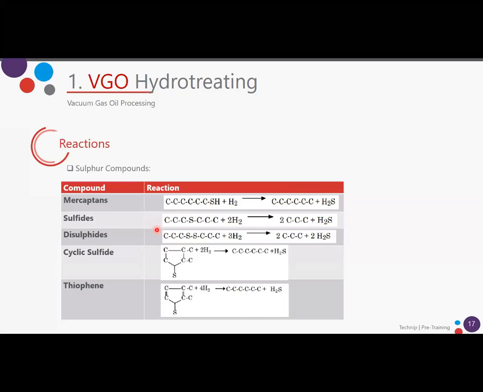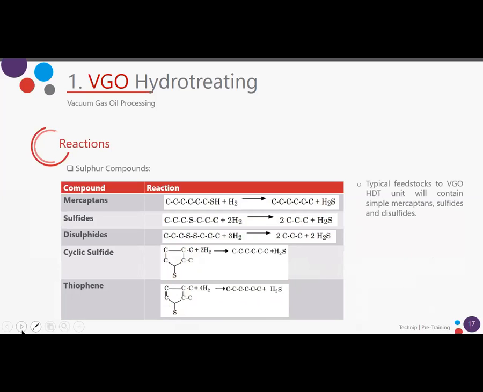If you have a sulfide, that is, you have carbons and 1 sulfur in the middle, in between the carbon chains, and you react with hydrogen, you will have the hydrocarbon without the sulfur plus H2S. The same if you have disulfides, so instead of 1 sulfur, you have 2 sulfurs. You react with hydrogen, you will have this hydrocarbon plus H2S, and this is the same for the cyclic sulfide and for the thiophene. You have these compounds plus H2S.